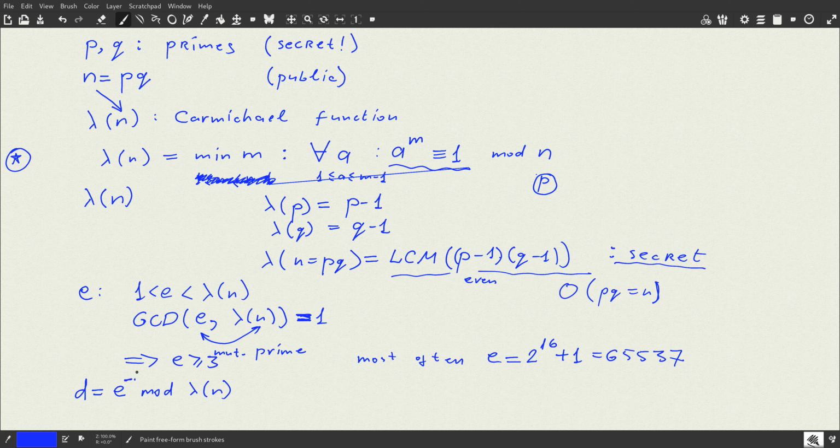So d is the inverse of e modulo lambda of n. So what does it mean? It means that de taken modulo lambda of n equals 1, right? Why do we know that, first of all, such an inverse does exist? And how do we compute it?